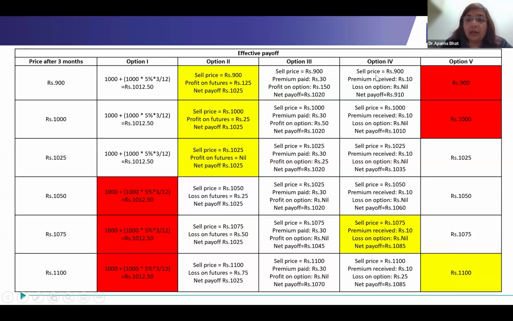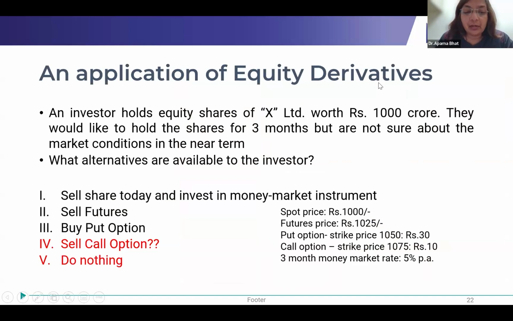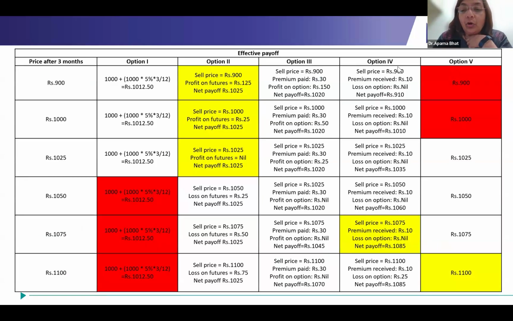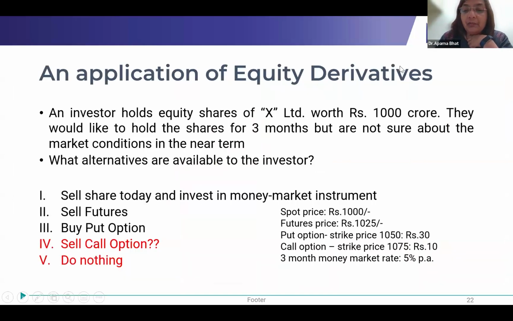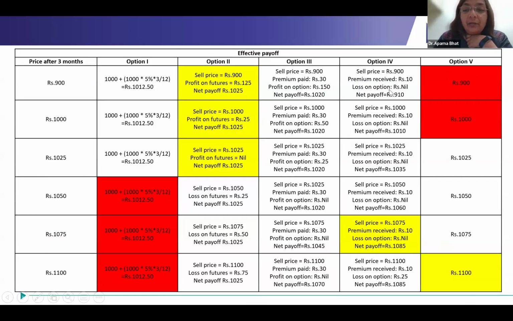Okay. And the fourth option was to sell a call option. Why sell a call option? Because they think that most probably the price will go down over the 3 months. So they sell a call option and they receive a premium of 10 rupees. At the end of 3 months, suppose the stock is at 900, right? So the call option would not be exercised by the call buyer. So they end up getting a total of 910, which is better than getting just 900, right?